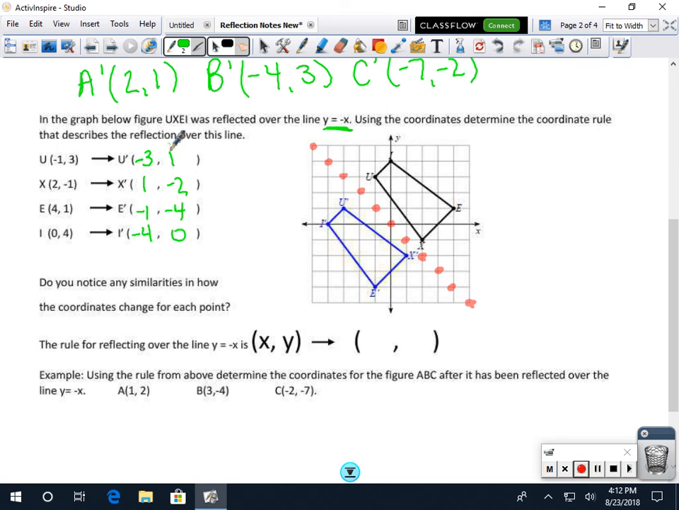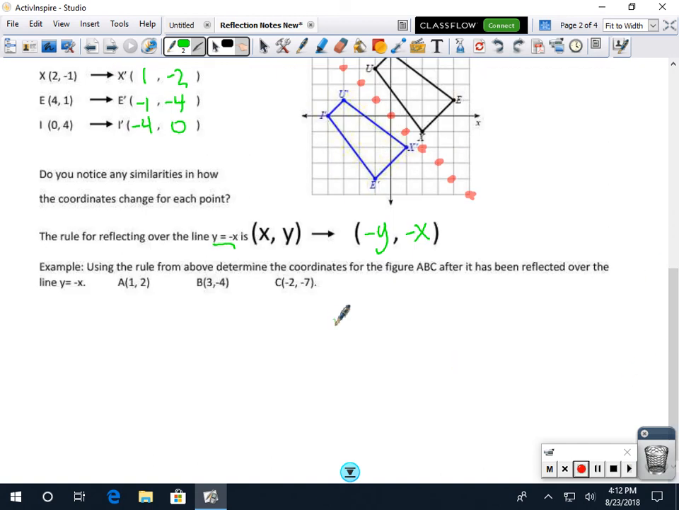Okay, so the pattern that's happening here is that the numbers, the x and the y, are switching places, but they're also switching to the opposite signs. So the rule for reflecting across the line y equals negative x is that (x, y) will go to (negative y, negative x).